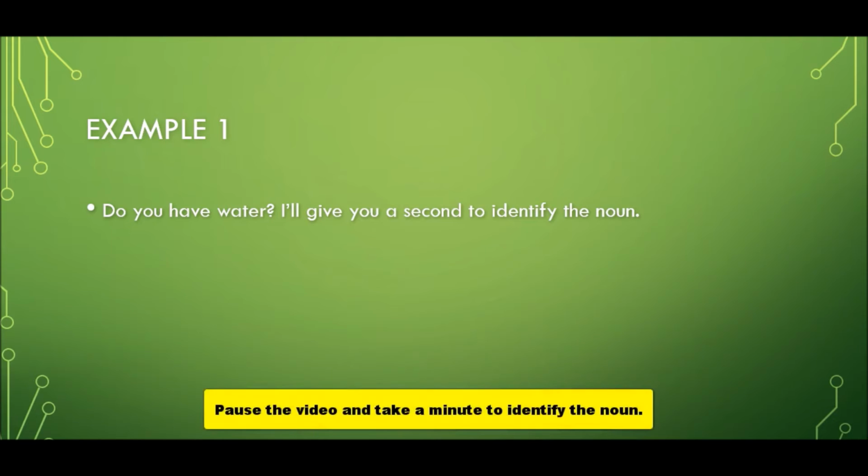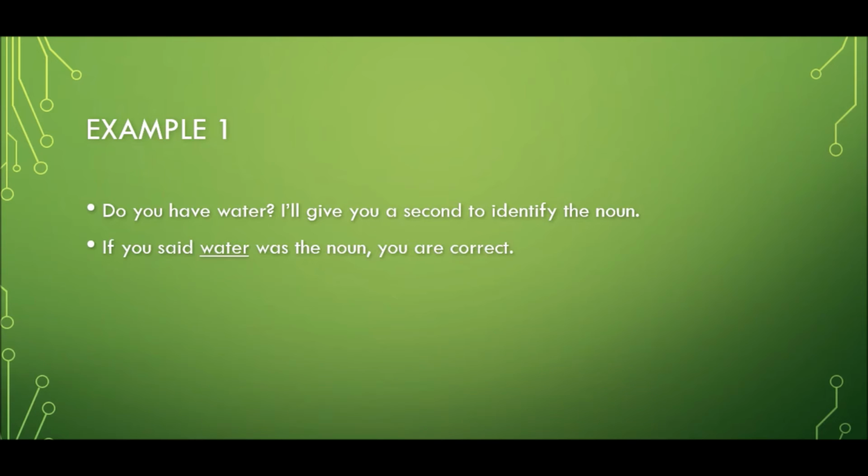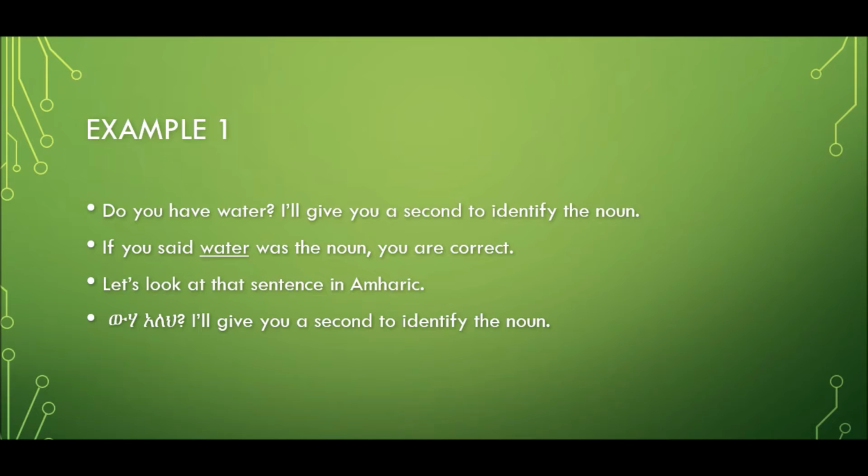The sentence is, do you have water? Now I'll give you a second to identify the noun. Okay, so if you said water was the noun in this sentence, you are correct. Let's look at the sentence in Amharic. So this sentence in Amharic is wuha alle. I'm using the masculine version of that verb, but if it was a female we were talking to, it would be wuha allesh instead of wuha alle. But since we're using the masculine version of that verb, it is going to be alle.